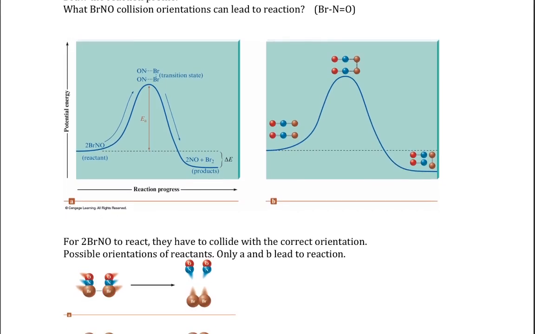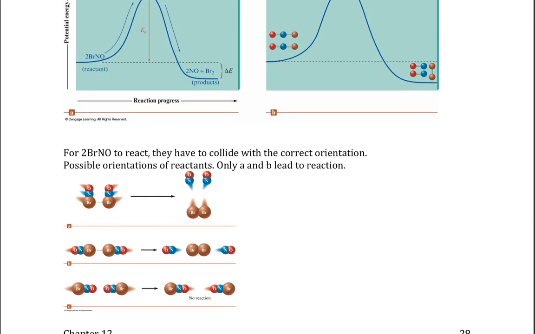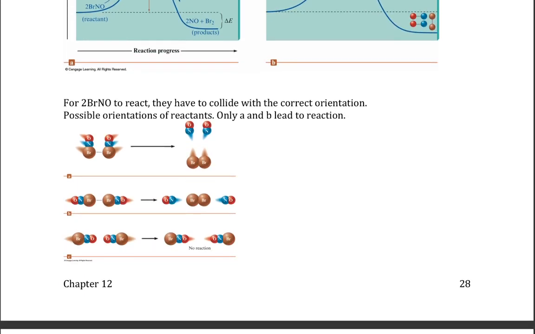So what BrNO collision orientations can lead to a reaction? We have that down here. For 2BrNO to react, they have to collide with the correct orientation. And here are possible orientations. A allows the Brs to be together. That can be a correct orientation. B also allows the Brs to get together. But C does not, because they're on opposite sides.